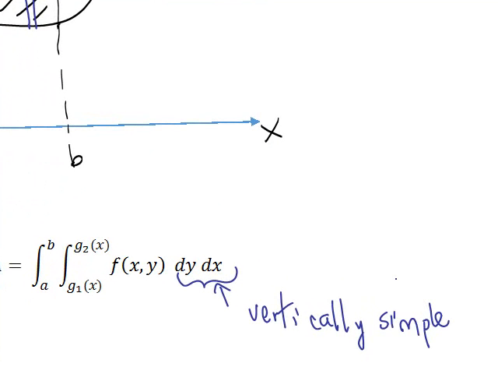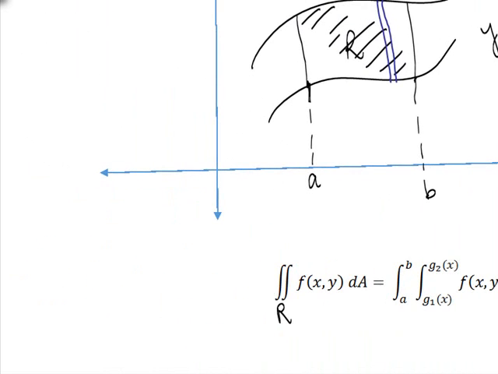The next thing I want you to recognize, another thing, is that the limits on the outside, the x limits, must be constant. You cannot have variables there, okay? So these two limits are constants.